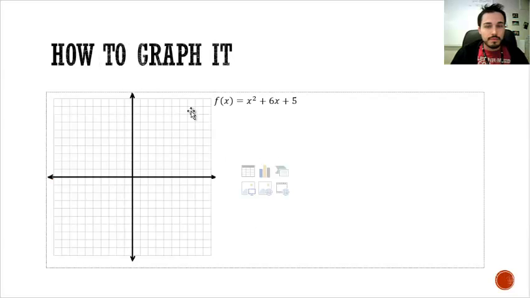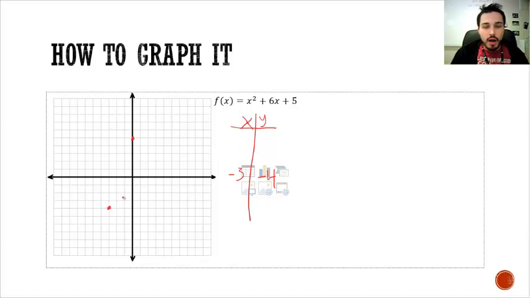Now, how to graph that, let's put our negative 3, negative 4 on there. Negative 3, negative 1, 2, 3, 4. The other point I'm going to go ahead and put on here is the y-intercept, which was 5. So 1, 2, 3, 4, 5. Then let's make a table again. In the center I've got negative 3, negative 4.